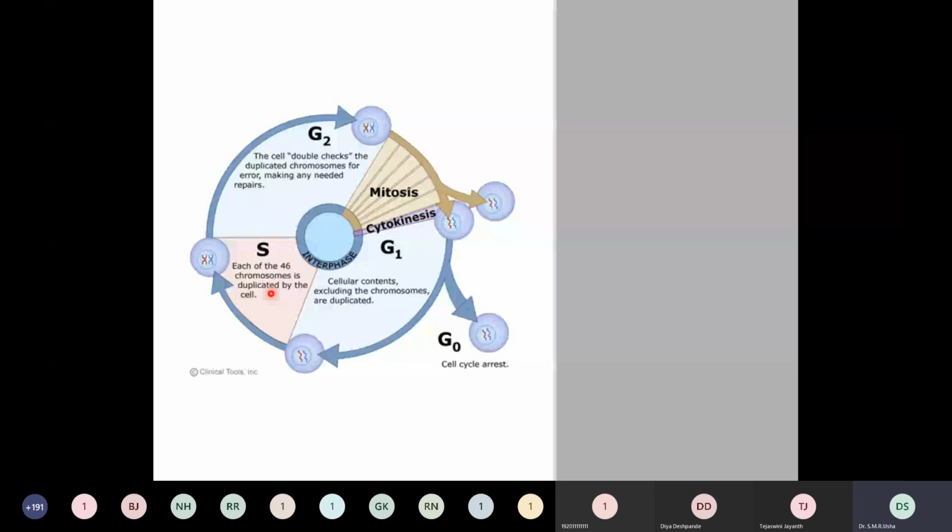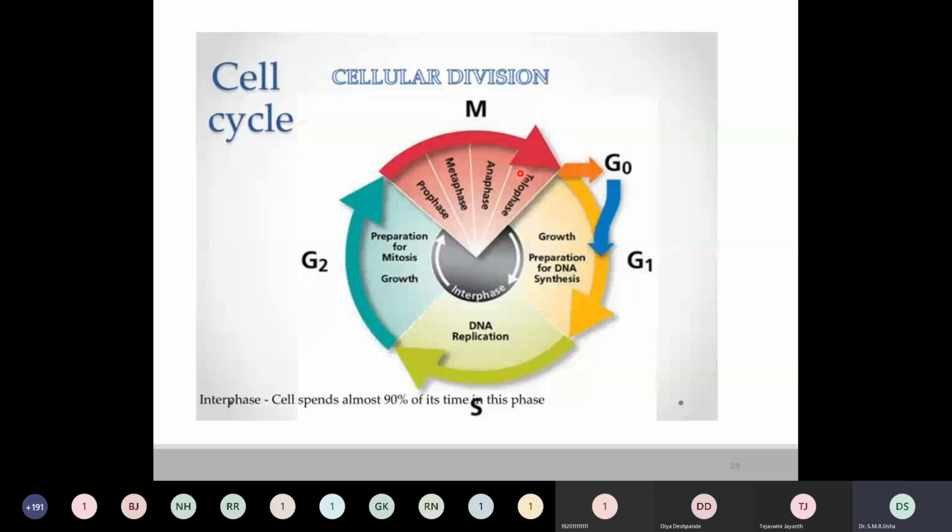So, replication takes place in the S phase, and the G2 period is the period where the cell gets prepared for mitosis, and after mitosis it goes into a short resting period where the cell gets ready for replication. I will show you one more slide. Again, just the same thing. In the S phase, DNA replication takes place. In the G2 period, preparation for mitosis, followed by mitosis. This is followed by preparation for DNA synthesis.